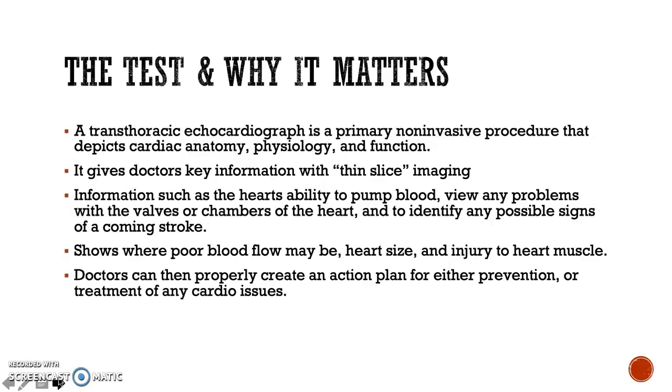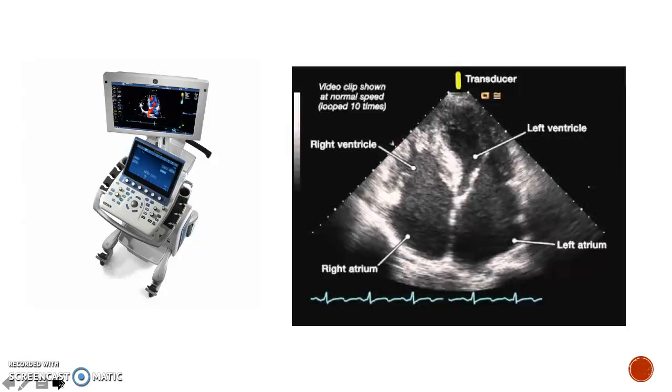This also shows where poor blood flow may be, the heart size, and any injury to heart muscle. And with this device, doctors can then properly create an action plan for either prevention or treatment of any cardiac issues. So this is a picture right here, on the left, of the device, and on the right is a picture of the actual echocardiograph. So this right here is the heart. It labels the right atrium and the left atrium, the ventricles.